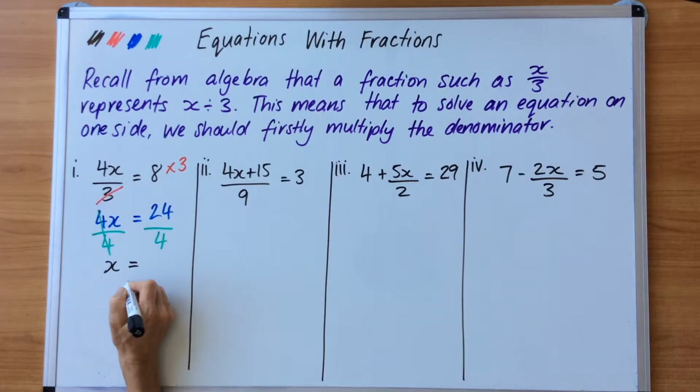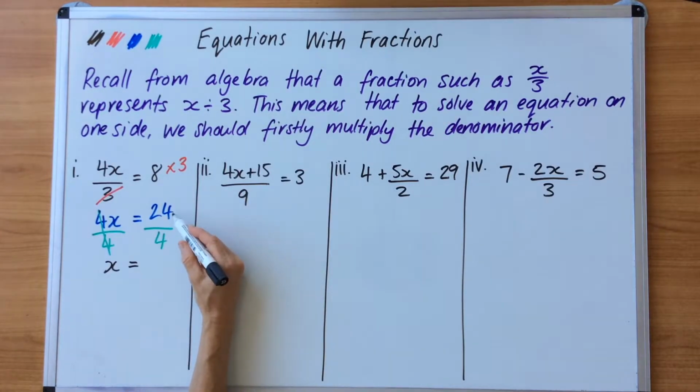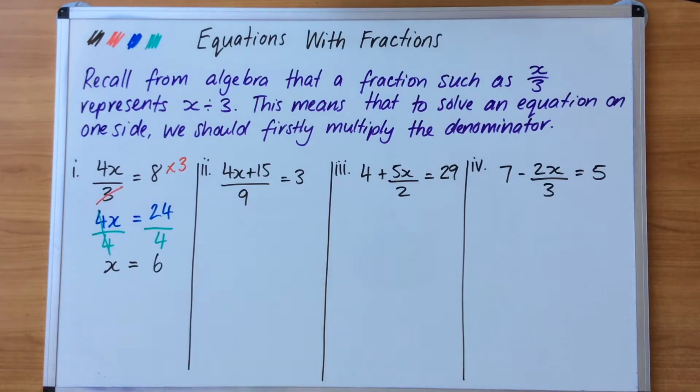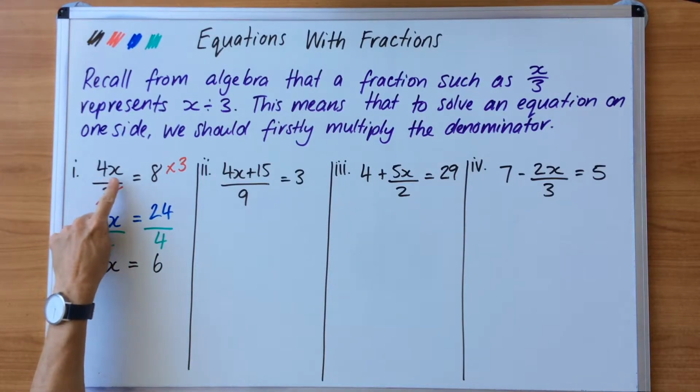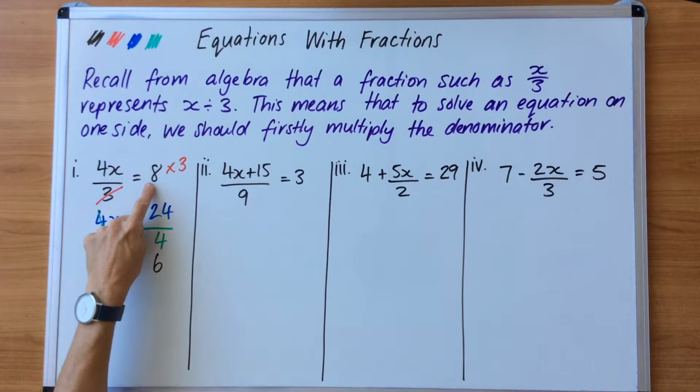Drop the equal sign, and then go, how many times does 4 go into 24? It goes 6 times. So now the value of x up here is 6. And if you want to check your work, you can substitute that value of 6 in and calculate. If you do that, you go 4 times 6 is 24, divided by 3 equals 8.